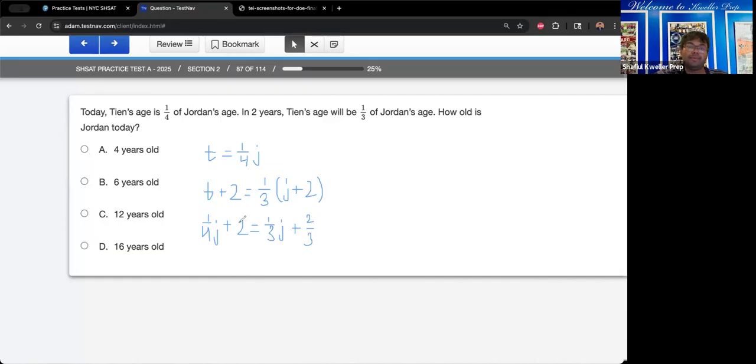And then here we have to combine the J's. We can first subtract the 2, or we could do 2 minus 2/3. We know that 2 is 6/3. So 6/3 minus 2/3 is equal to 4/3, right? And then 1/3 minus 1/4. 1/3 J minus 1/4 J.